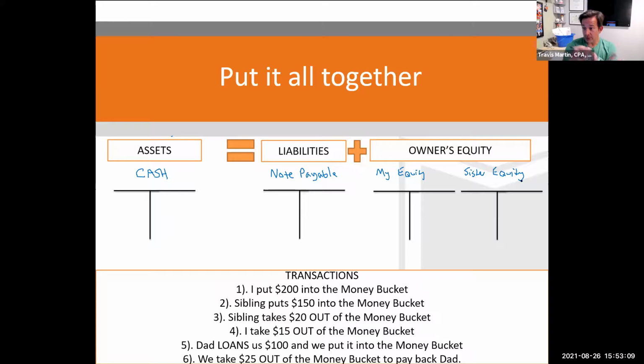Debit on the left, credit on the right. So I'm going to go ahead and label. At the top here, I'm going to put DR, and I'm going to put CR, just to start getting used to the idea. Debit on the left, credit on the right.